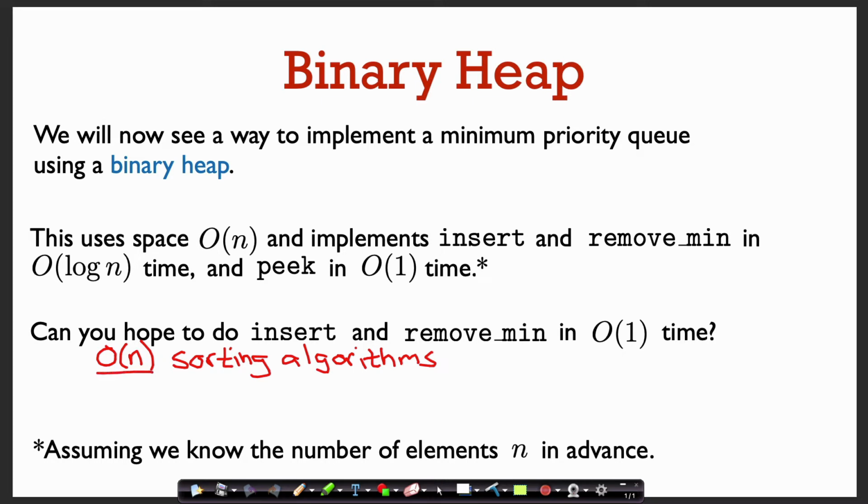Once I've inserted all the elements into my minimum priority queue, then I just sequentially apply the remove min operation. The first time I apply that, I get the minimum element in the list. And then the next time I apply it, I get the second smallest element, and then the third smallest element. So by consecutively applying the remove min operation, I can get the list sorted from smallest to largest.